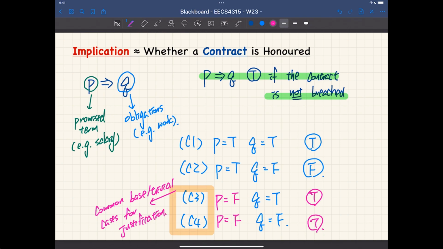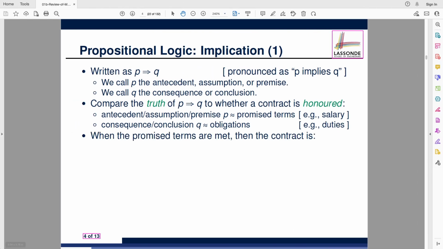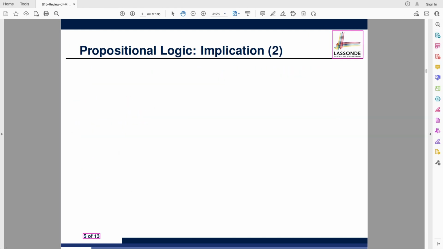Any questions? Make sure you understand the truth table. That's the first one, implication. Let's go back here, and everything has been set. And the next one: this one is talking about when you have P implies Q, but there are different ways you can express it.